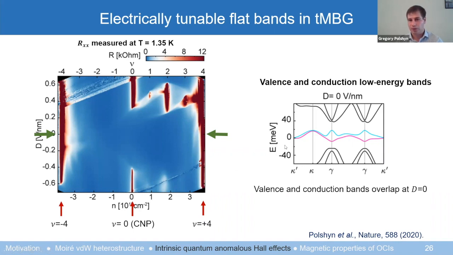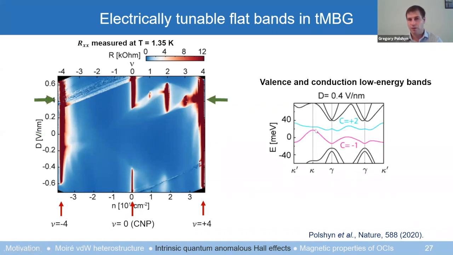And this happens because, as shown by numerical calculations of the band structure, in this regime, valence and conduction bands overlap with each other. There is finite overlap. However, at positive displacement fields, this overlap vanishes. And now we actually see an insulating state at charge neutrality point. A similar thing also happens at negative displacement field. Also, in this regime, the conduction band becomes especially flat.